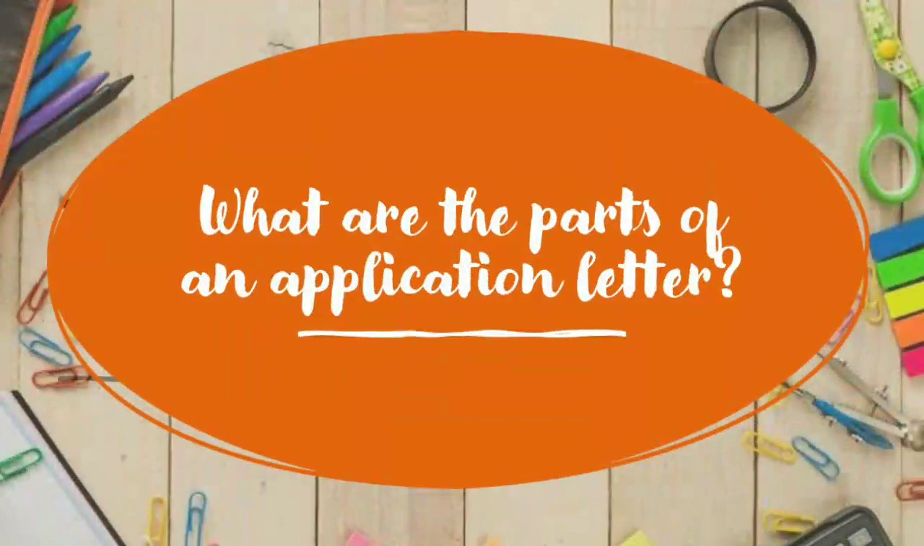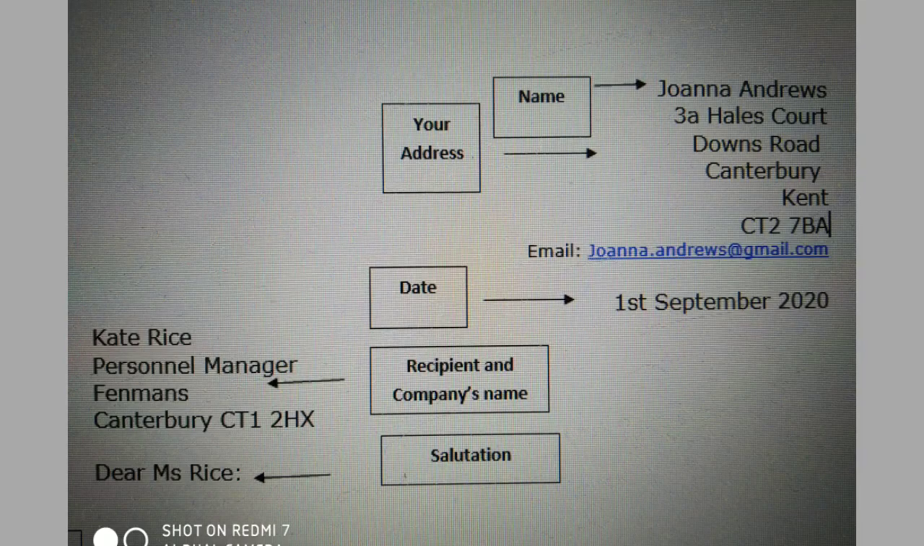What are the parts of an application letter? Here at the top right of the letter, we have the sender's name, the sender's mailing address, and email address. And then below the address, we have the letter's date. That is the 1st of September 2020. On the left side, we have the recipient and company's name. In this part, we can also state the recipient's position in the company.